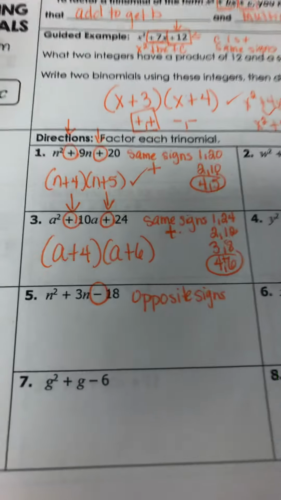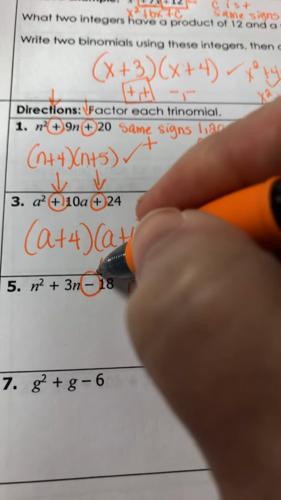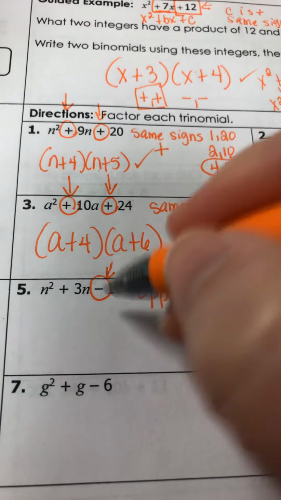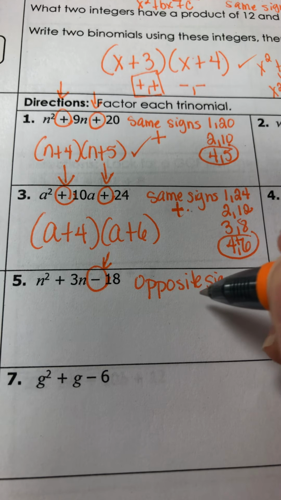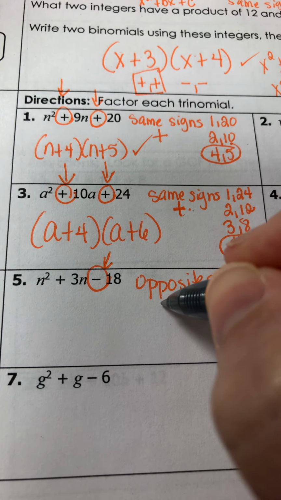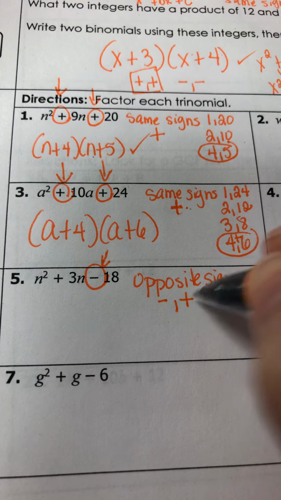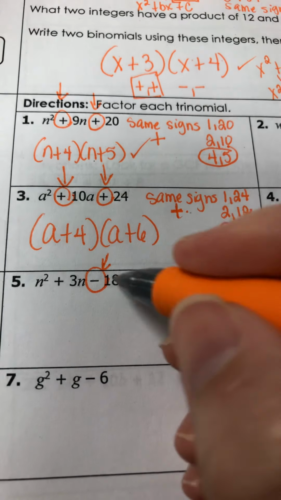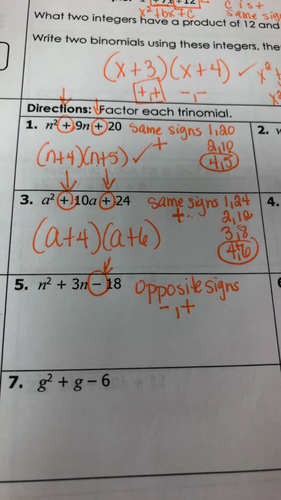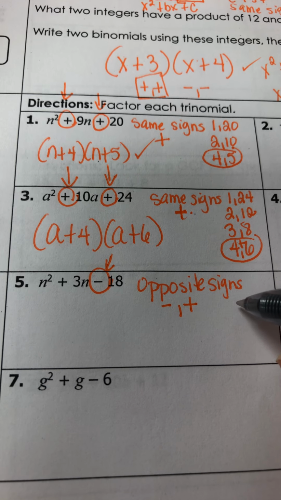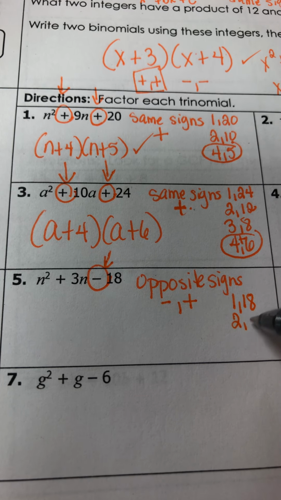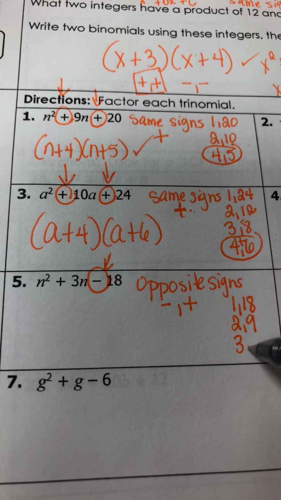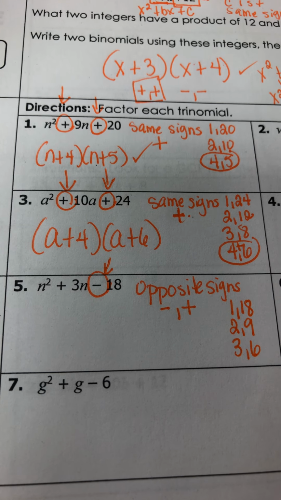Now let's look at number 5. This time, my C term is negative. If your multiplication number is negative, that tells me I've got to multiply opposite signs. You have to take a negative and multiply it times a positive in order to get a negative multiplication number. So let's list the factors of 18. We have 1 times 18, 2 times 9, and 3 times 6.